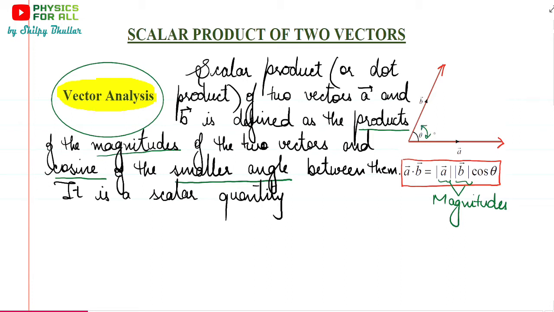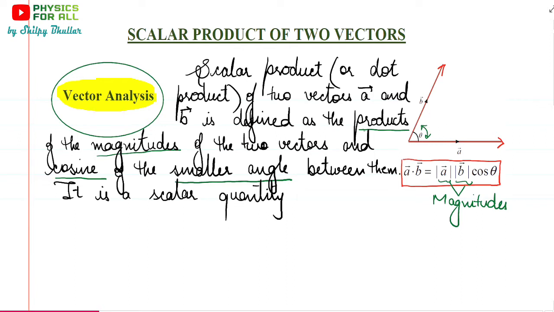So no matter how you join the two vectors, we have to look for the smaller angle between them, and the cosine of that angle multiplied with the magnitude of those two vectors would give us the scalar product or dot product of two vectors. So this is the formula that we have to keep in mind. A dot B is equal to magnitude of A into magnitude of B into cosine theta, where theta is the smaller angle between vectors A and B.